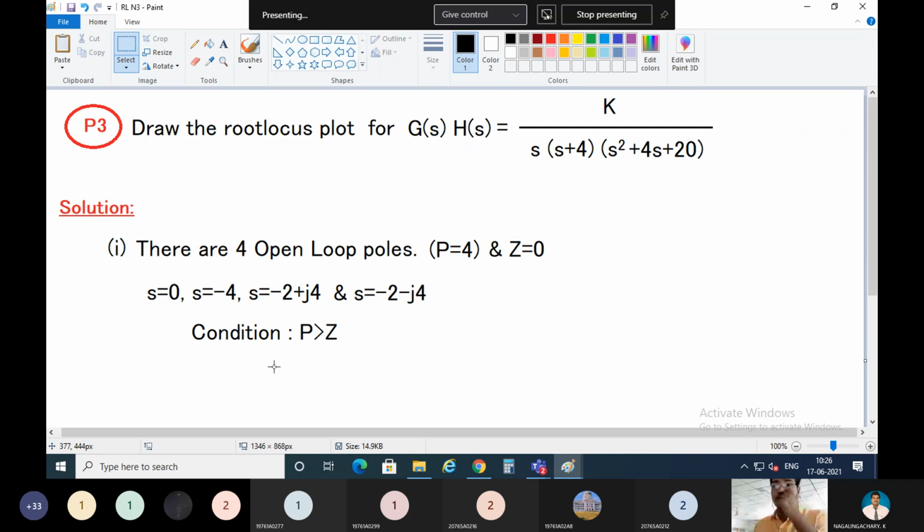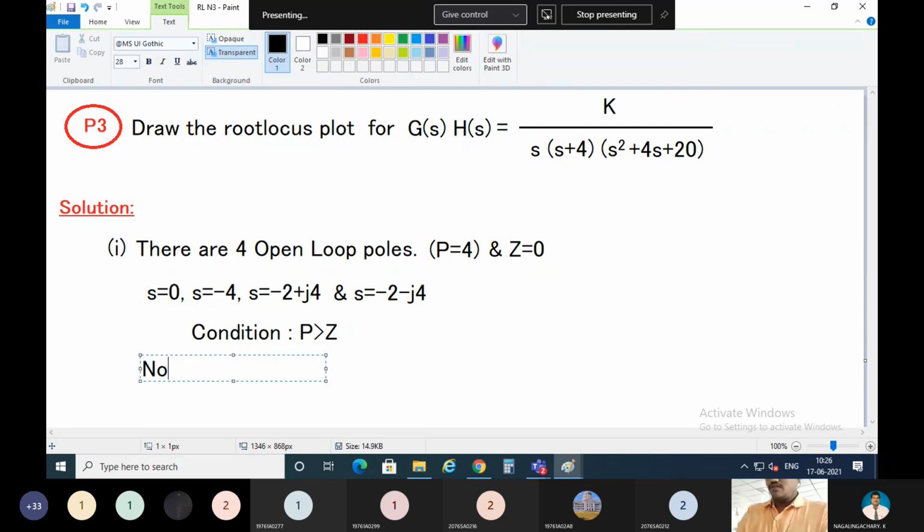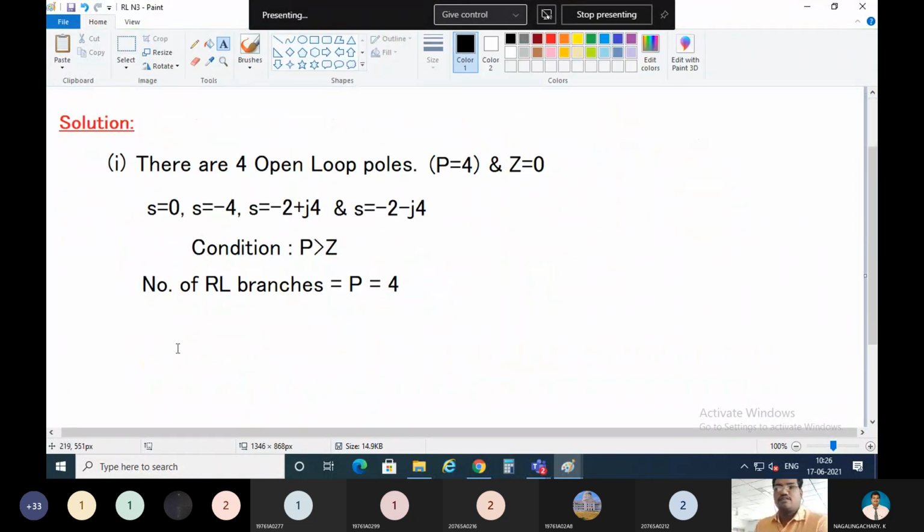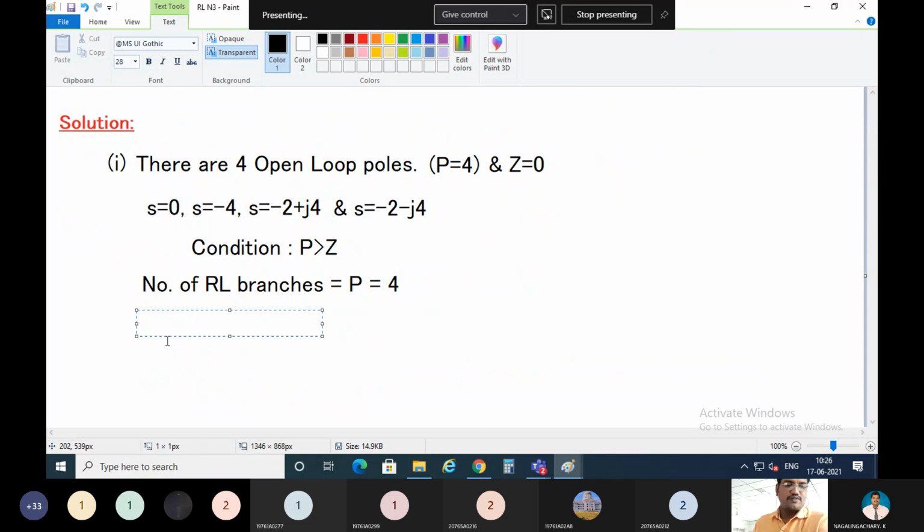Okay, the condition is P greater than Z. So number of root locus branches: how many root locus branches? The number of root locus branches is equal to P, that is equal to 4. So one point you can add: there are 4 root locus branches.